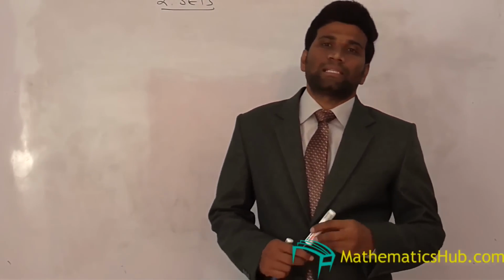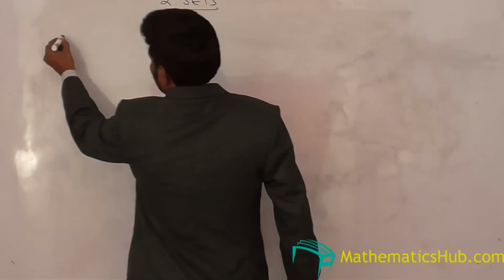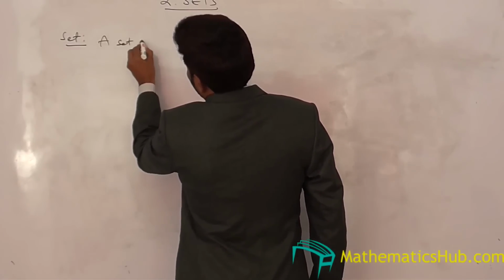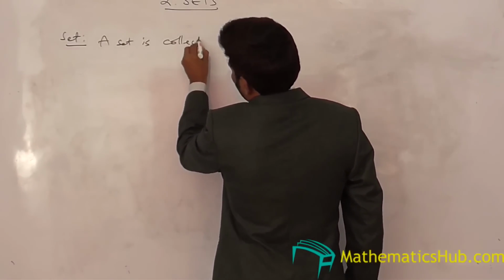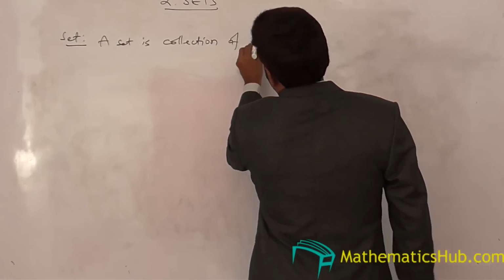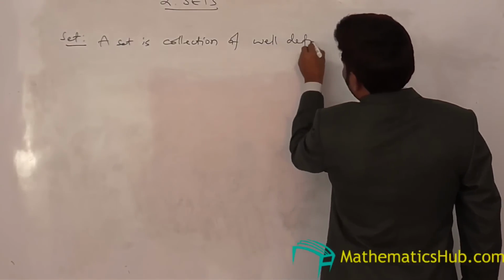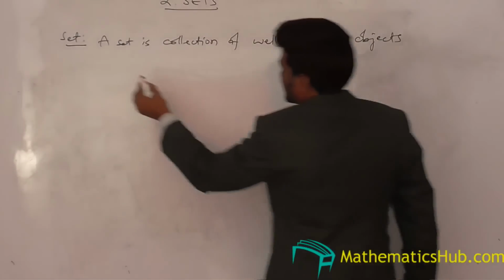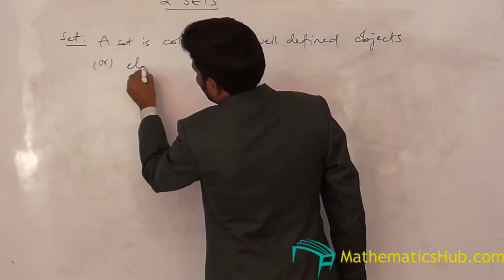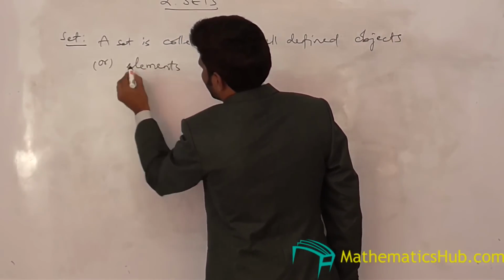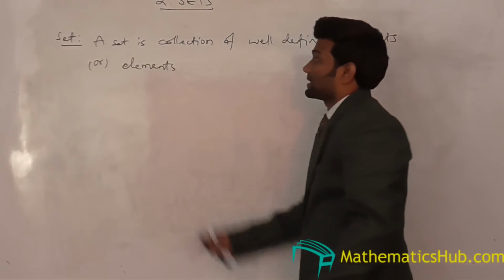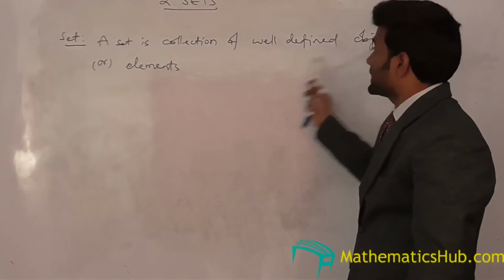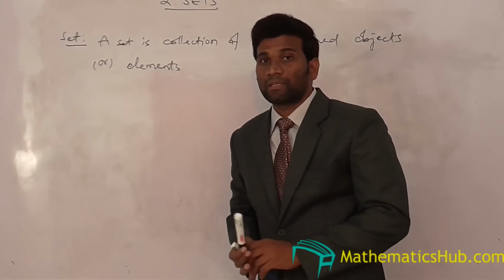Now, what is a set? A set is a collection of well-defined objects or elements. What is a set? A set is a collection of well-defined objects or elements.